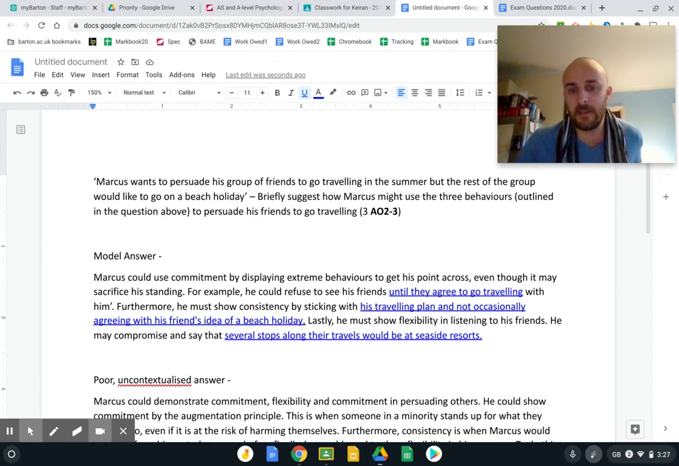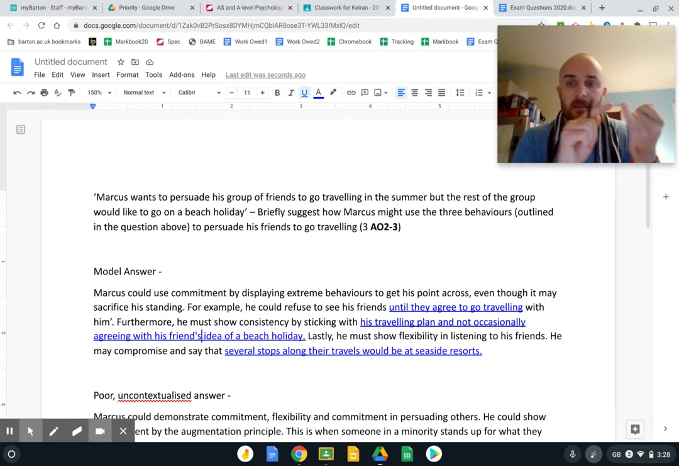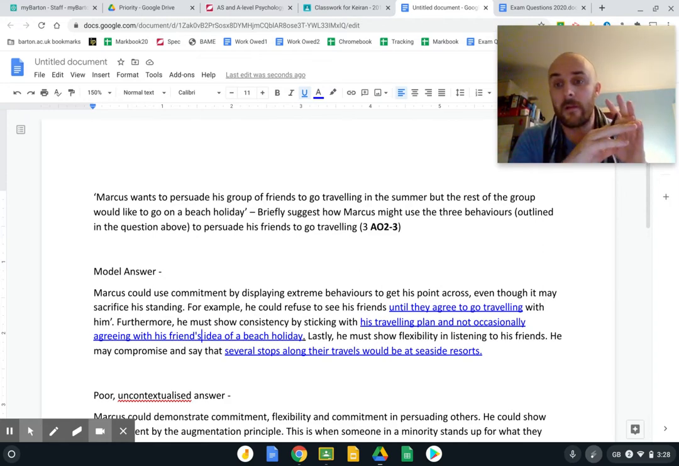Lastly, he might show flexibility in listening to his friends. Now, again, not contextualized, but I do later on. He may compromise that and say that several stops along their travels would be at seaside resorts. Now, seaside resorts is not actually mentioned at all in the stem. So what I'm doing here is I'm going beyond the stem and showing deeper application here. That's a good one. Each of consistency, commitment, flexibility is contextualized.